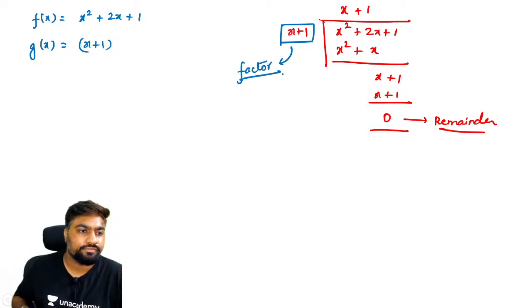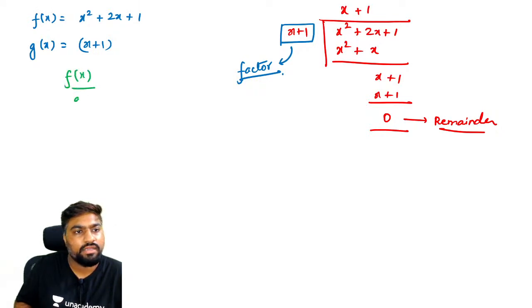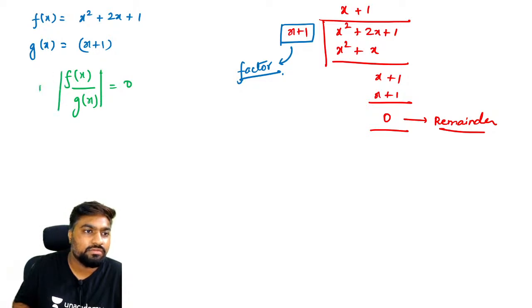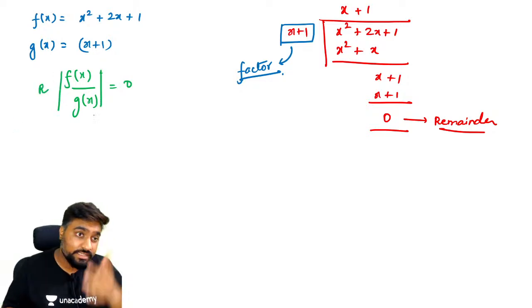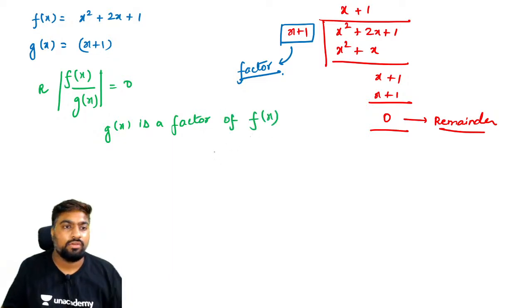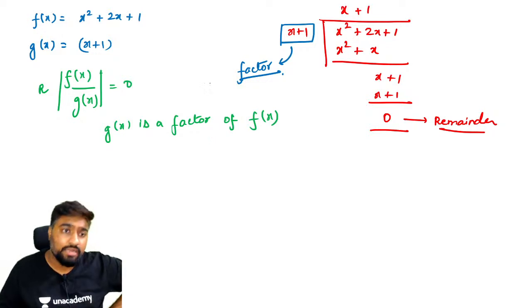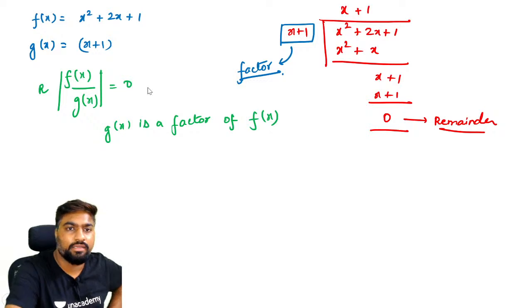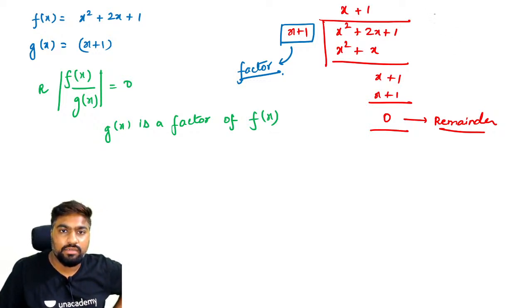Getting it? So when f of x is divided by g of x and the remainder is equal to 0, then we say g of x is a factor of f of x. Cool? And it works vice versa. If it's a factor, then the remainder will be 0. This division method is called long division.